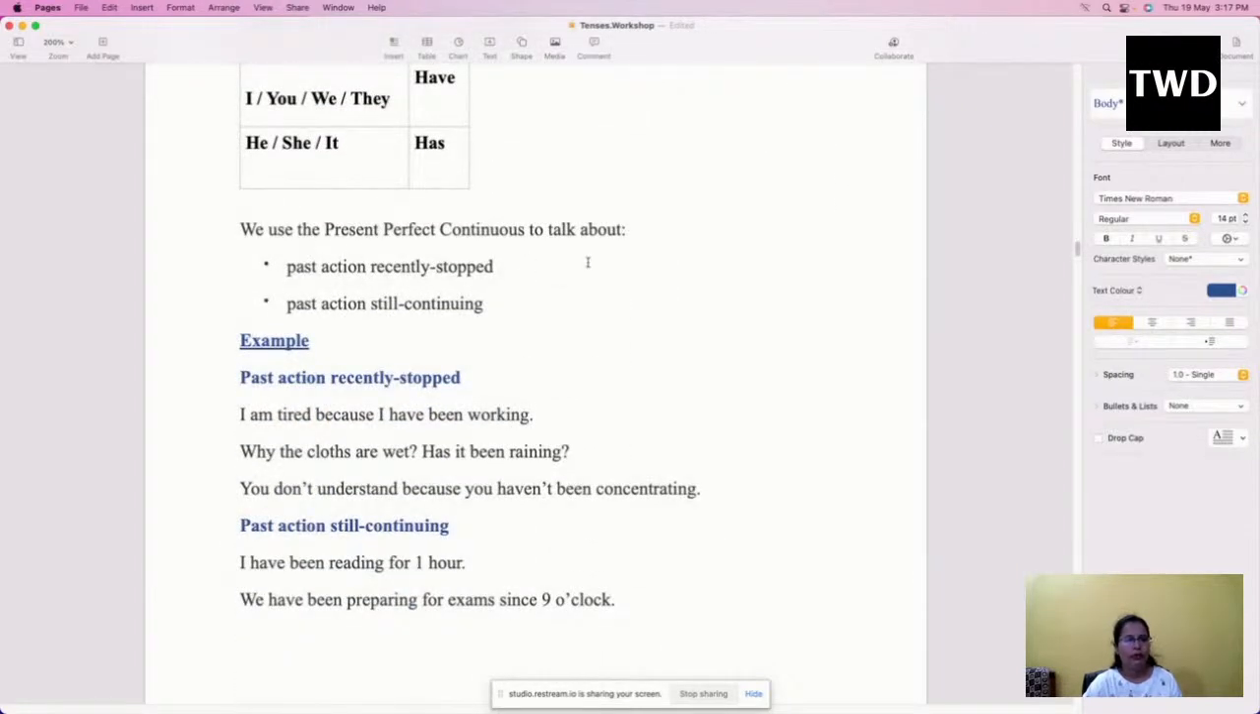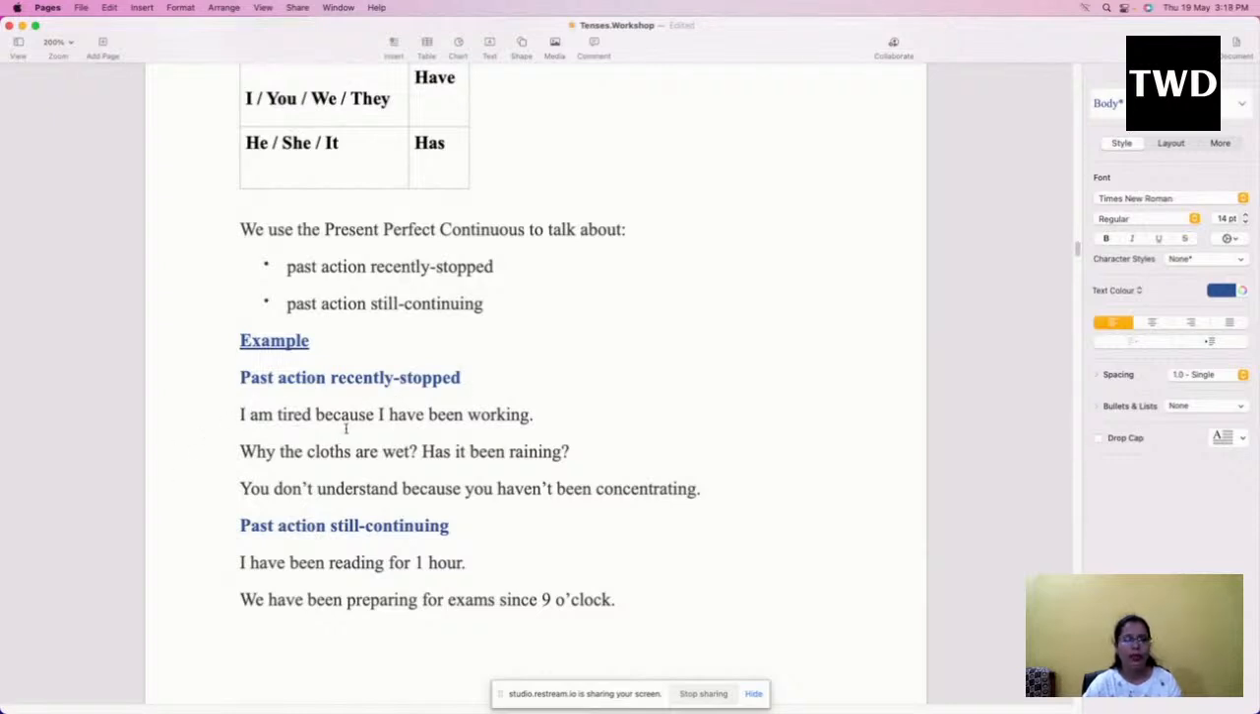We use present perfect continuous tense to talk about past action recently stopped. Means it was continuous and just now it has stopped. Or a past action still continuing. Maybe it has started earlier and still it is continuing. So for both the situations we use present perfect continuous tense. For example, past action recently stopped.